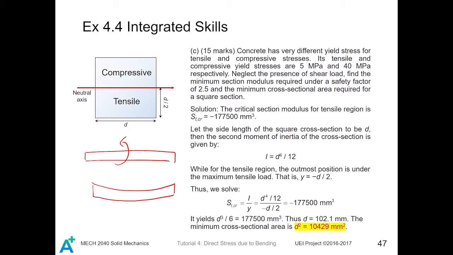Therefore, the tensile side will be below the neutral axis, while the compressive side is above the neutral axis. At the outmost point of the tensile side, y equals minus d divided by 2. We put the moment of inertia as well as the outmost value of y into the section modulus equation, and we solve for d. Therefore, d equals 102.1 mm and the area is 10429 mm squared.